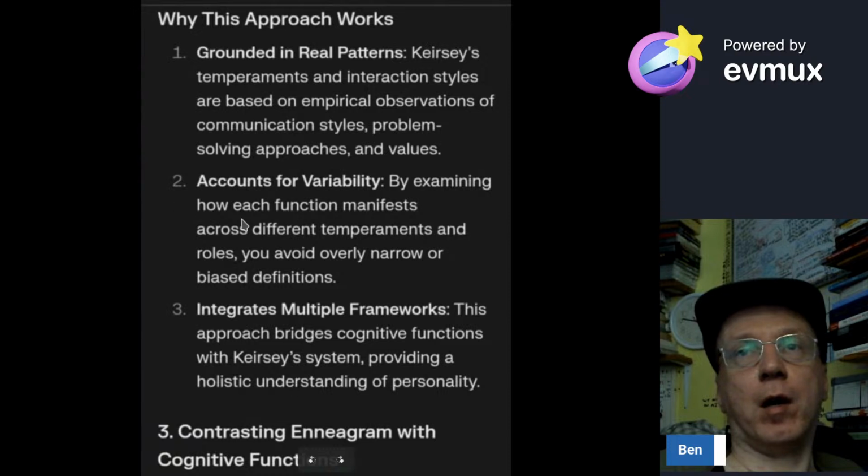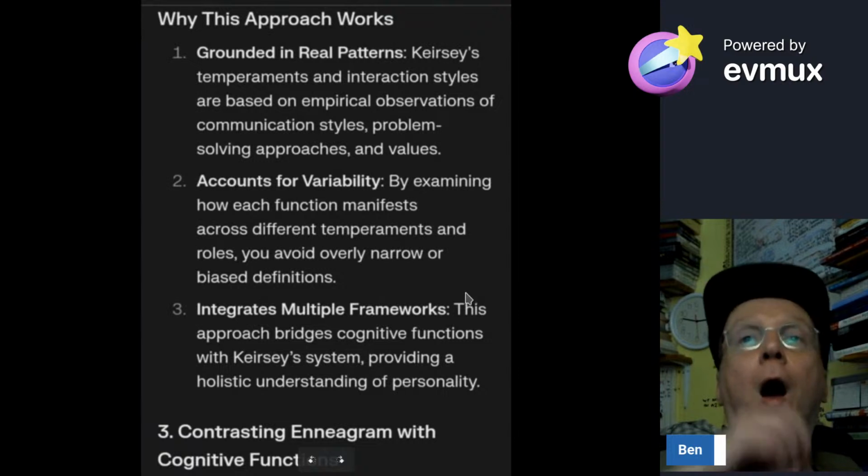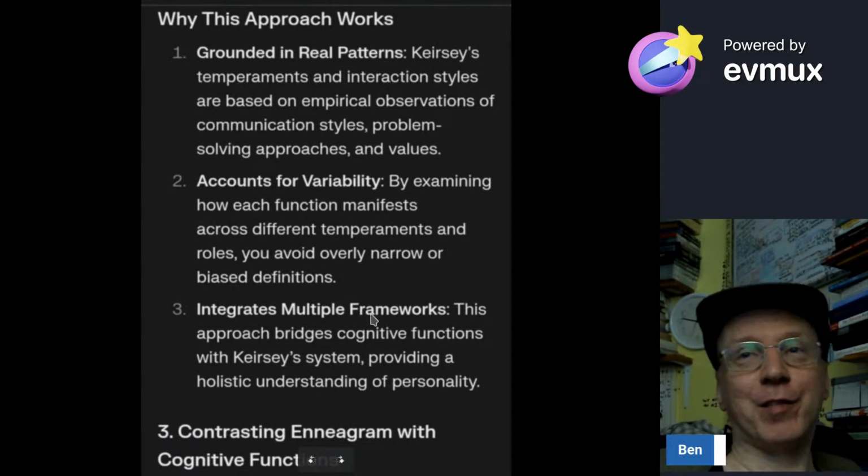Account for variability. By examining how each function manifests across different temperaments and roles, you avoid overly narrow or biased definitions. Socionics, Model A, integrates multiple frameworks. This approach bridges cognitive functions with Kurz's system, providing a holistic understanding.